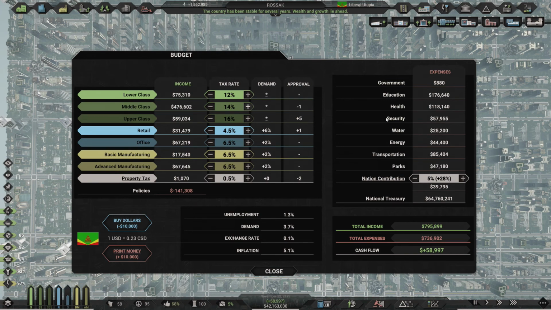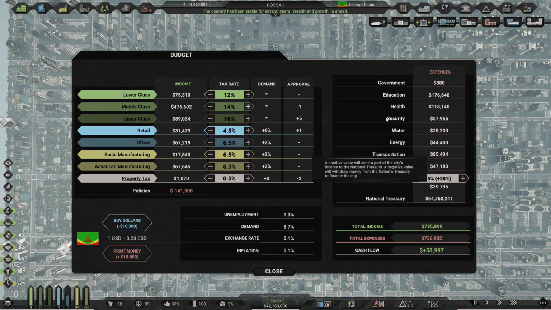Okay, now we have the expenses. So as you can see, I'm spending $880 on government, so I'm not spending much on government. Education, $176,640. Health, $118,140. Security, $57,955. Water, $25,200. Energy, $44,400. Transportation, $85,404. And that's probably a pretty good bargain considering that my traffic congestion rate is 9%. Parks, $47,180. I like to keep the people happy and it helps to build up property value.